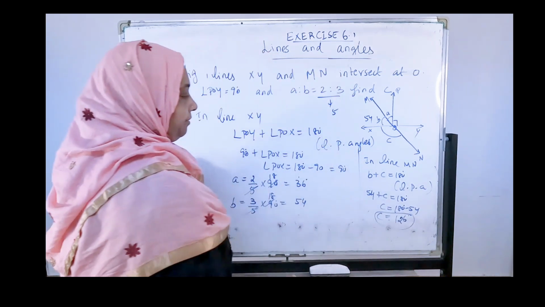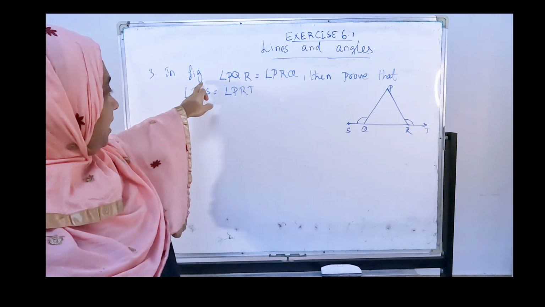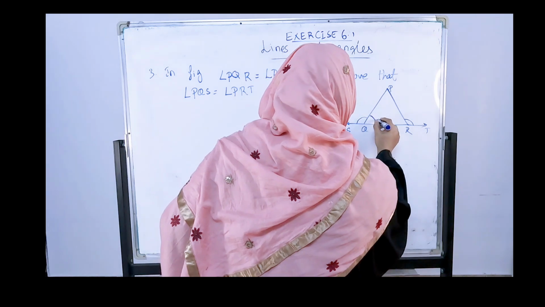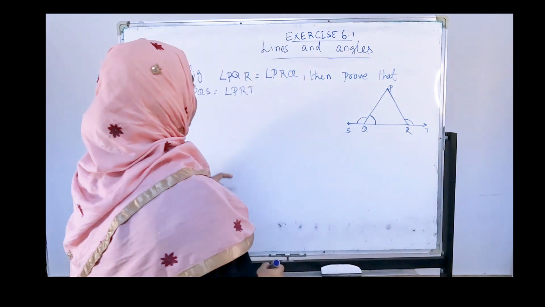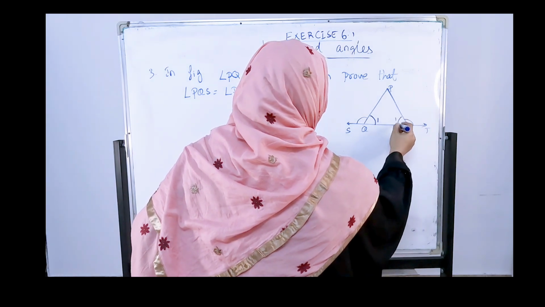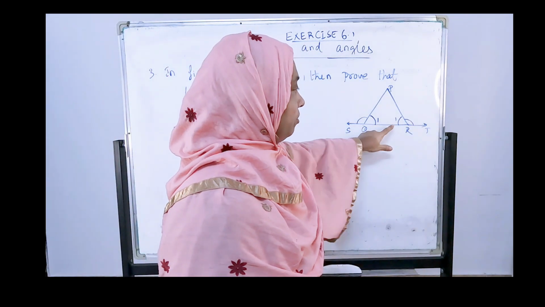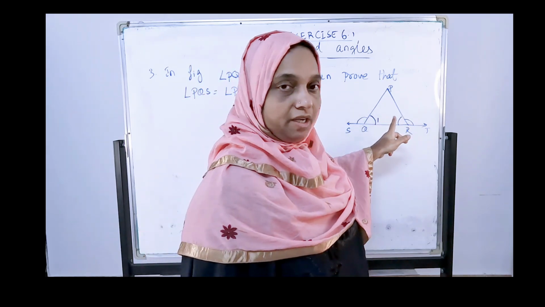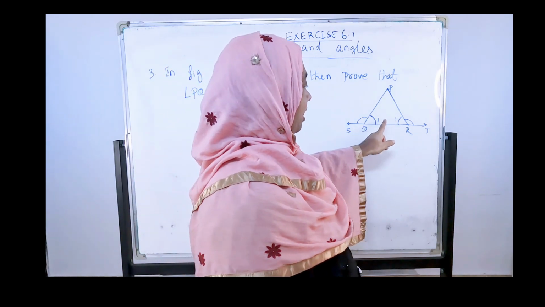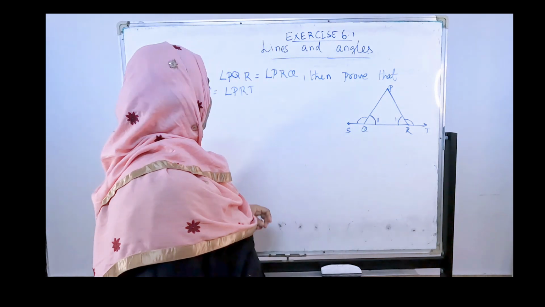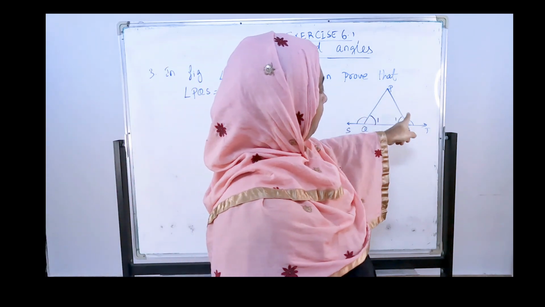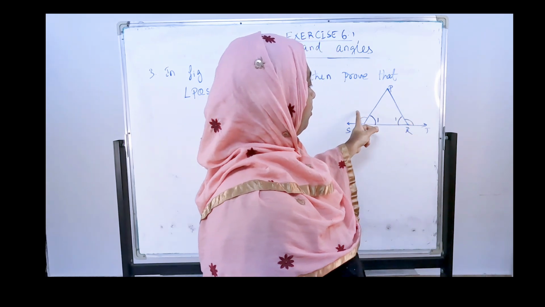C is 126 degrees. In this third sum, they have given that in the figure PQR, angle PQR, where is angle PQR? This angle, as well as angle PRQ, both of them are equal. So I put 1 here, because these both are given as equal. Then we have to prove that angle PQS and angle PRT are equal.